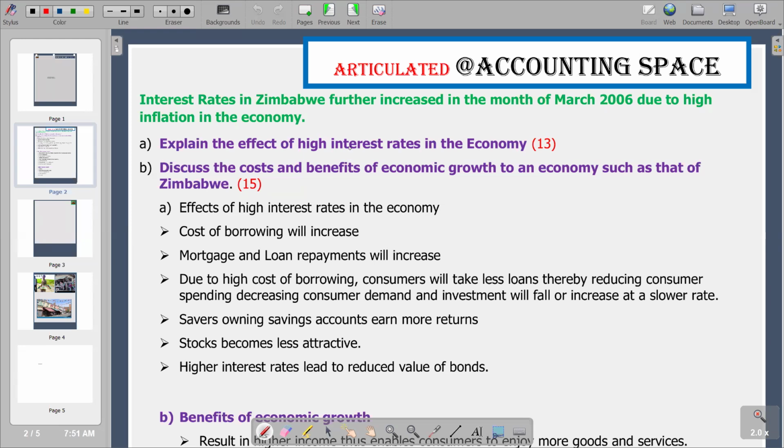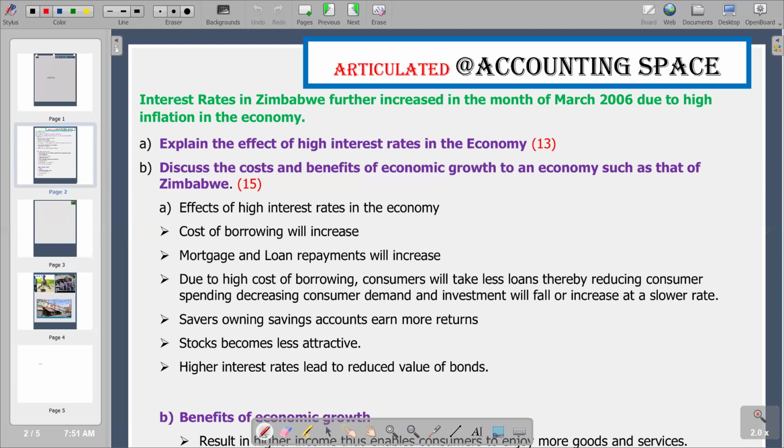Obviously, we are going to look at effects, which are the results we see after having high interest rates in the economy. You explained interest rates as the cost of borrowing money. So if that cost increases, what exactly is going to happen in the economy? That is the effect. We have these articulated in part A, the effects of high interest rates in the economy.